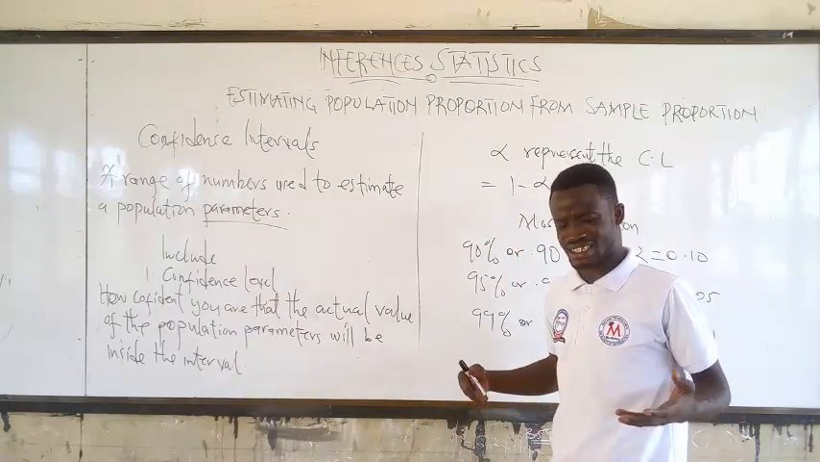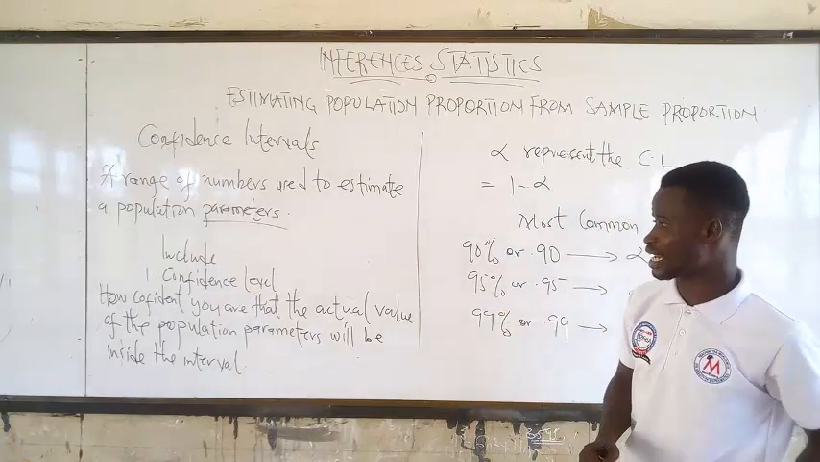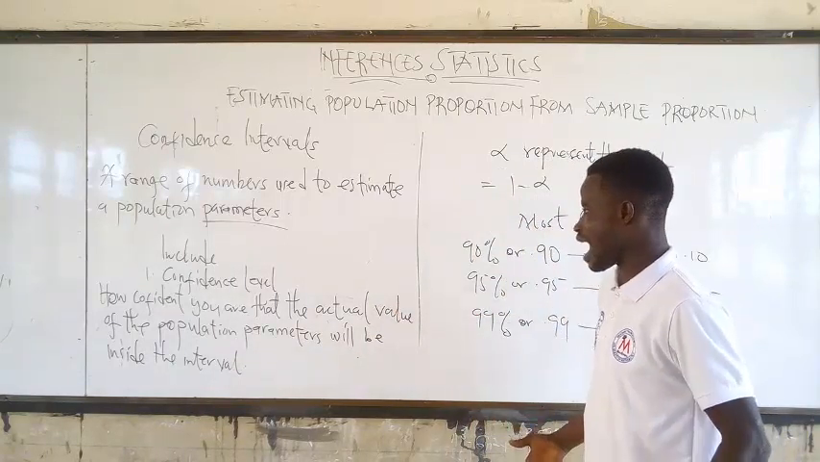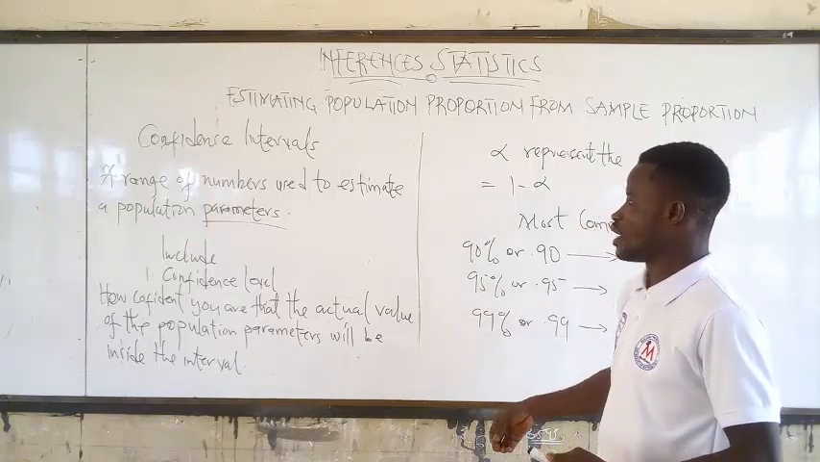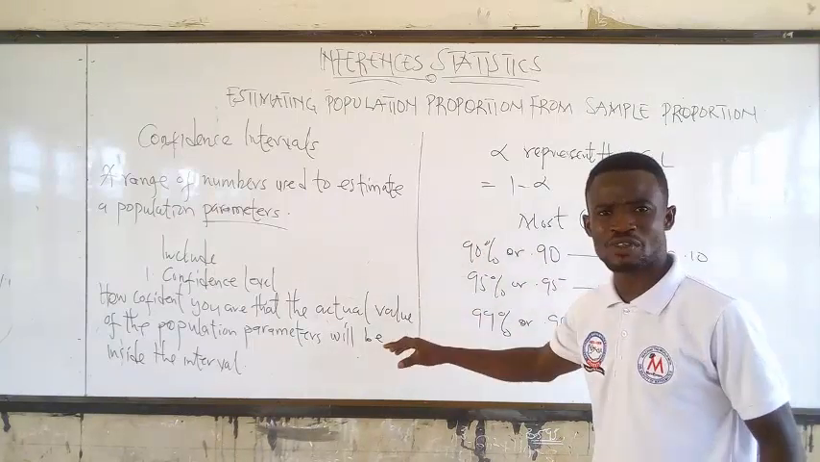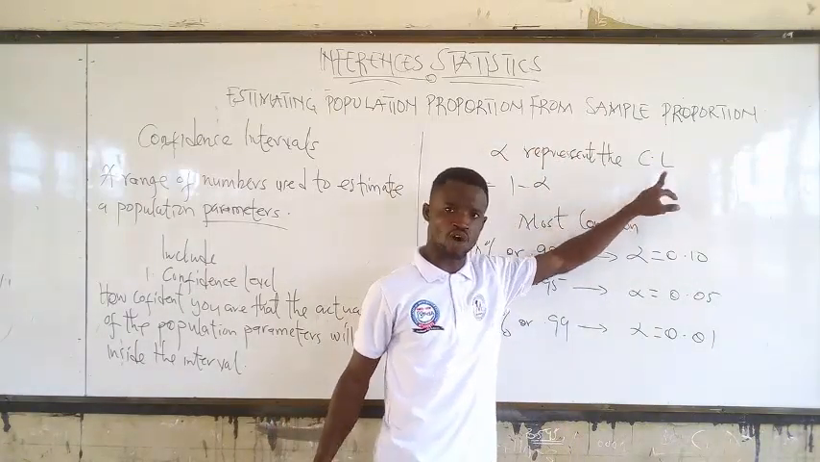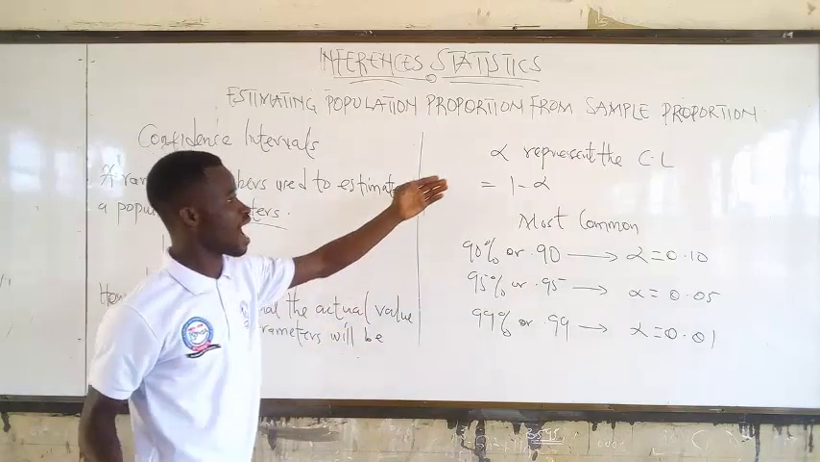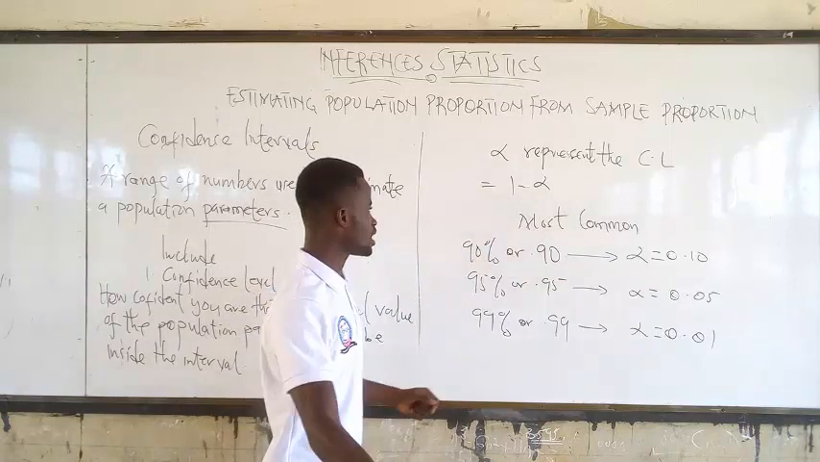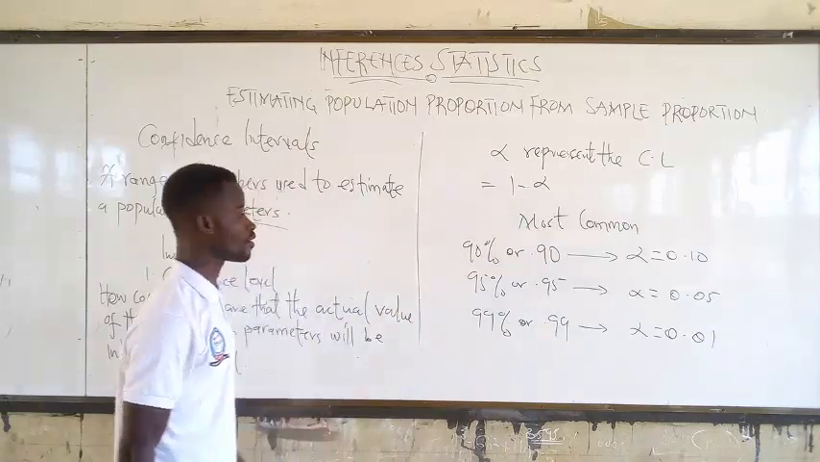So the confidence level is how confident you are that the actual value, the population parameter, will be inside of the interval. So we are going to use alpha to represent the confidence level. Alright. So anytime you are using alpha, that is the alpha level. That is the confidence level. And always 1 minus that will give you the other.